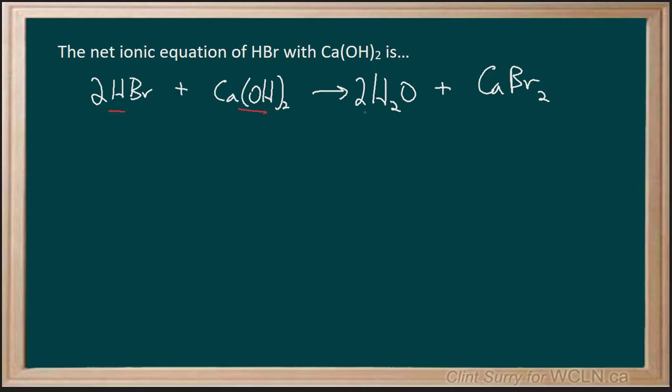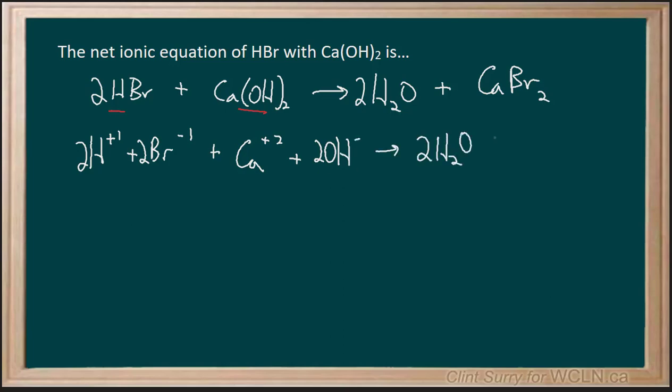To do that, I'm going to start off by first writing the complete ionic equation. So HBr is a strong acid that would separate to H plus 1 and Br minus 1, and there are 2 of each of those in there, plus a calcium ion with 2 hydroxide ions, making our 2 water, plus our calcium ion and our 2 bromide ions. There's your complete ionic equation.